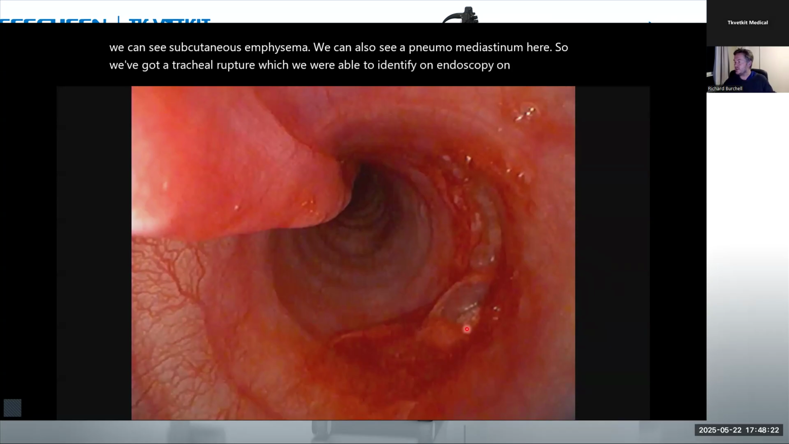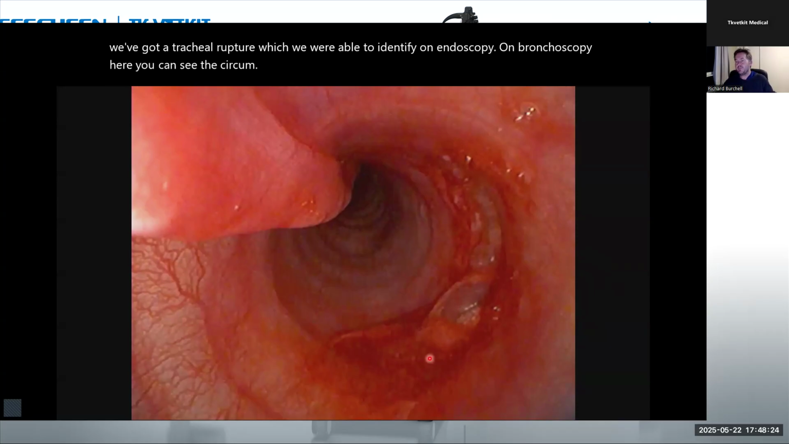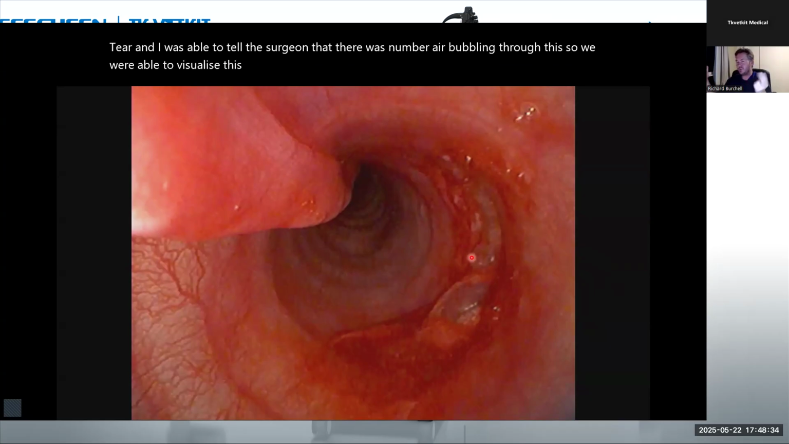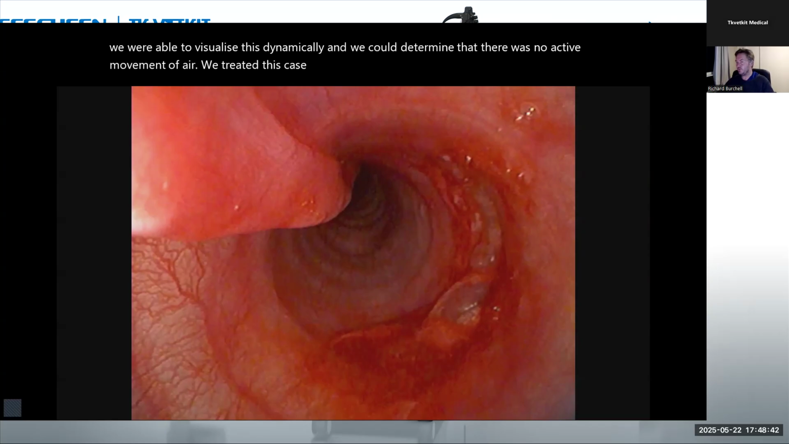Here you can see the circumferential tear, and I was able to tell the surgeon that there was no air bubbling through this, so we were able to visualize this dynamically, and we could determine that there was no active movement of air. And we treated this case conservatively, and this dog made a full recovery with just conservative management.